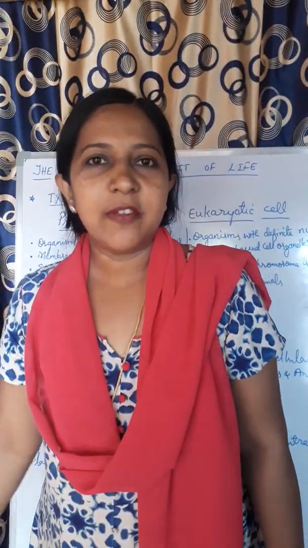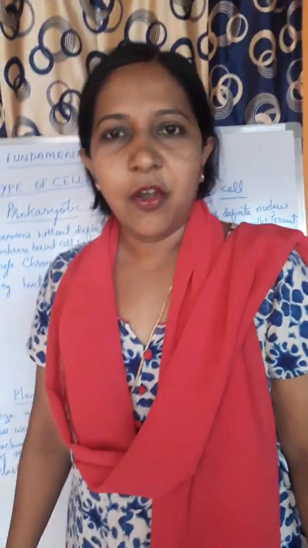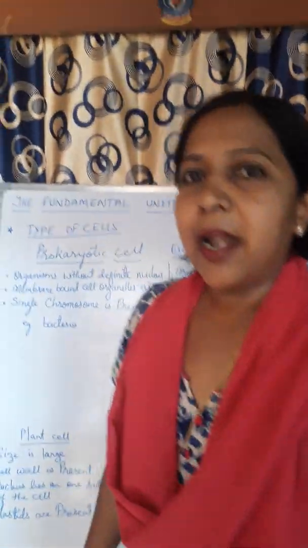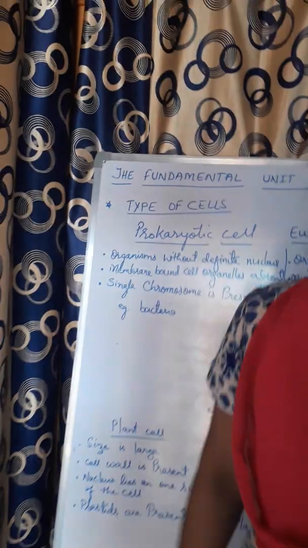So yesterday we started the second chapter, that is the fundamental unit of life, and we studied about the cell theory, the shape and size of the cell, and the discovery of the cell. And today let us study the next topic in the chapter, that is types of cells.